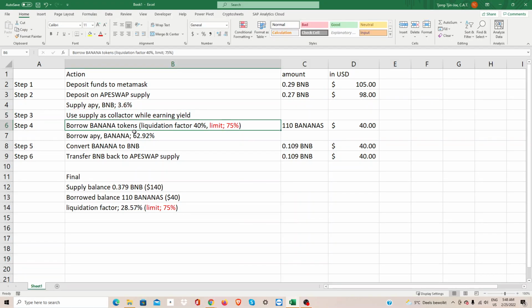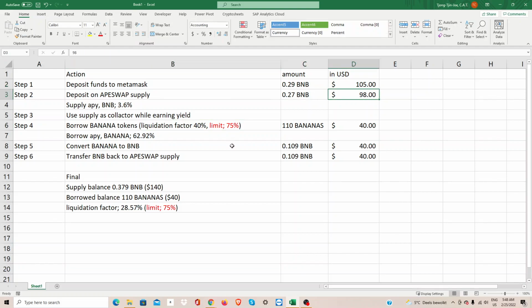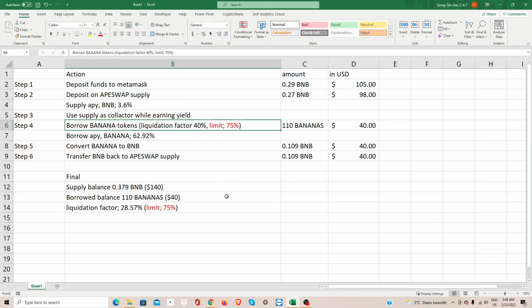So what I decided to do was borrow banana tokens, but use only 40%. Meaning that if I had $100, or $98 to be exact, of the $98, I decided to borrow $40 worth of banana coins, because the liquidation limit is 75%, meaning that if it reaches 75% or a little higher than that, then I will lose my collateral. I will lose my 0.27 BNB.